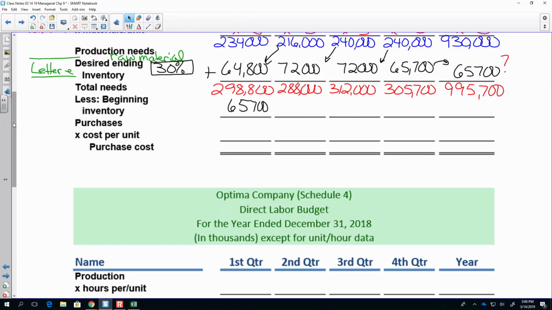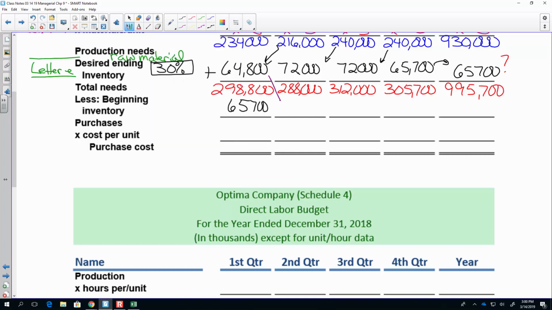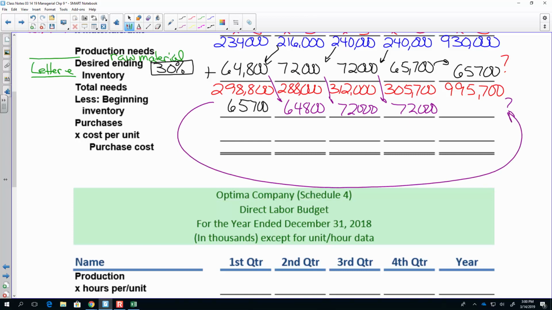So now I'm just going to take my totals from the ending, they become the beginning, which you'll use a cell reference. So 64.8, 72, 72, and what's my ending? Or year, I'm sorry, year. 65,700. Yep, 65,700 comes over here for my year column.